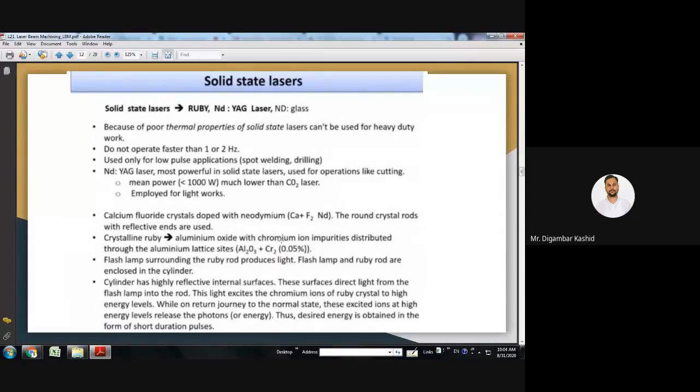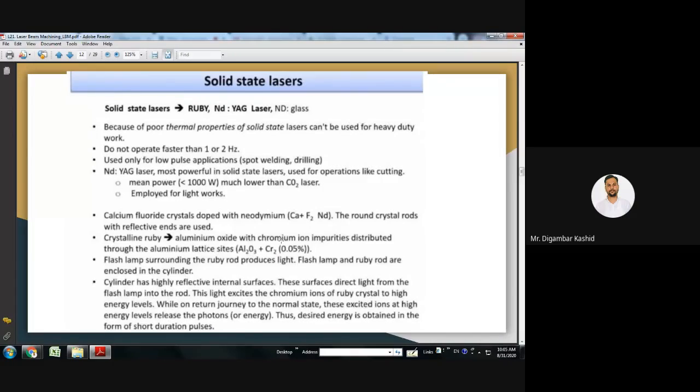Aluminum oxide is the host, and it is doped with the chromium, which is distributed through the aluminum lattice sites, that is the physics part. Again, the crystalline ruby is aluminum oxide with chromium ion impurities distributed through the aluminum.